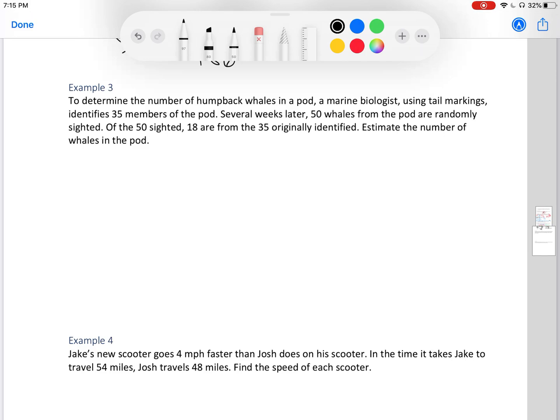Okay, so again, we want to create a fraction based on our story. So we have whales identified divided by the pod. So our proportion can be made up from the 18 out of 50 equal to 35 by the ones we want to estimate.